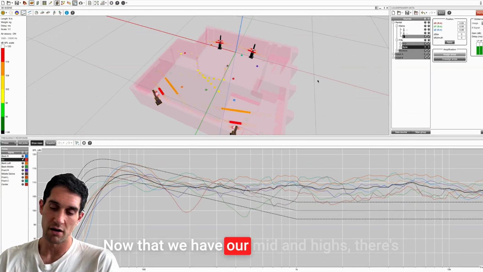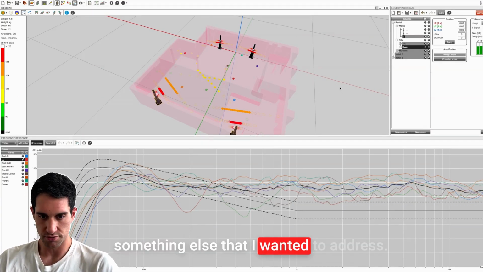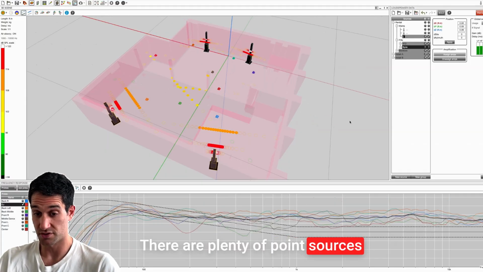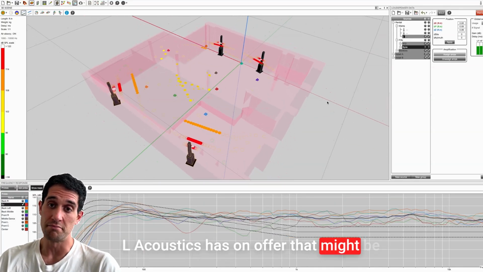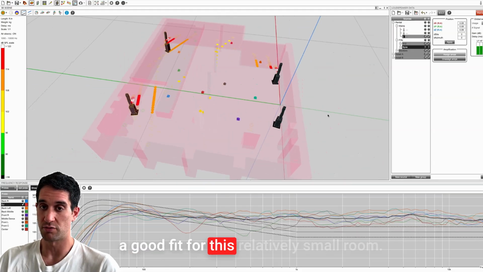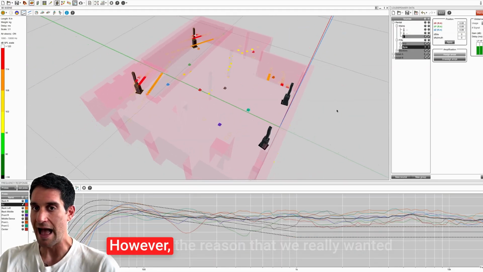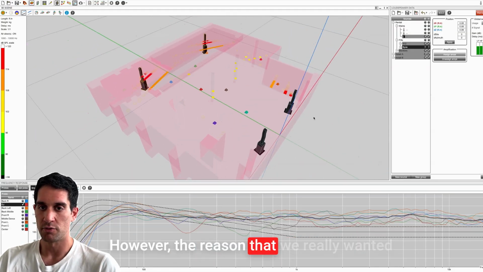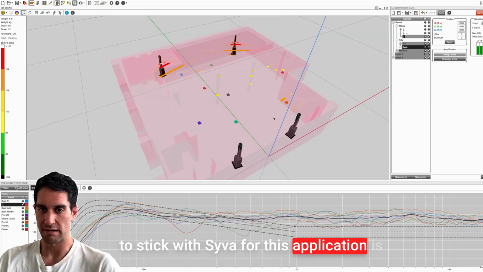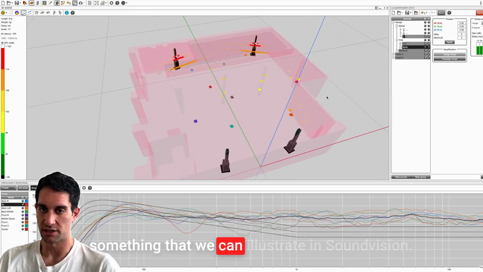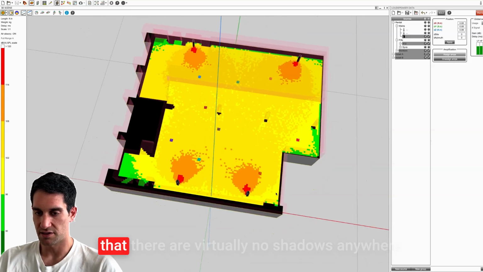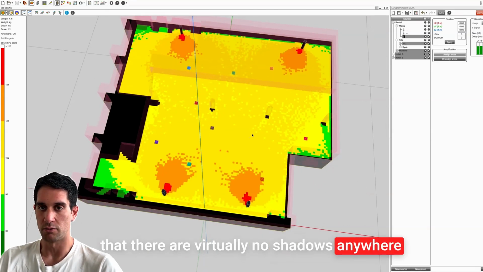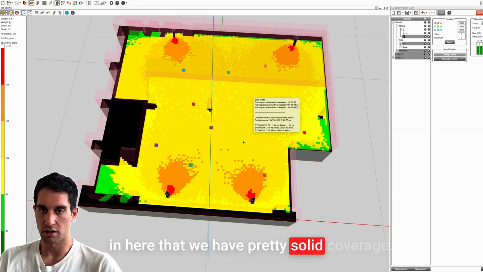Now that we have our mids and highs, there is something else that I wanted to address. There are plenty of point sources and coaxial loudspeakers that L-Acoustics has on offer that might be a good fit for this relatively small room. However, the reason that we really wanted to stick with Syva for this application is something that we can illustrate in Soundvision. So going back to our mapping, you can see that there are virtually no shadows anywhere in here, that we have pretty solid coverage.